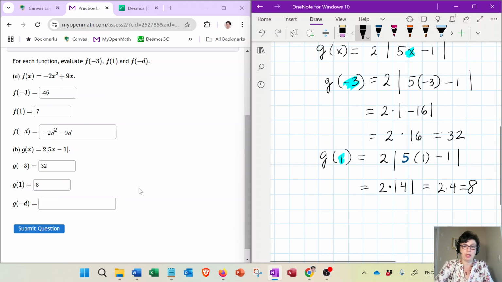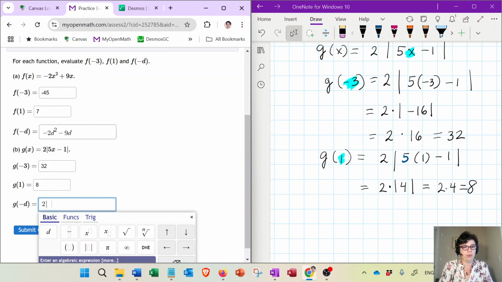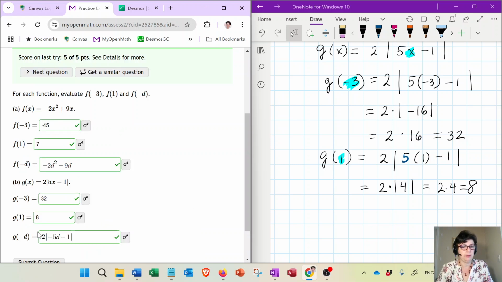The last part is just replacing x with negative d. We can't really simplify much here. So this is just going to be 2 times the absolute value. 5 times negative d is negative 5d, and then minus 1. Okay, that's going to be it. All right.